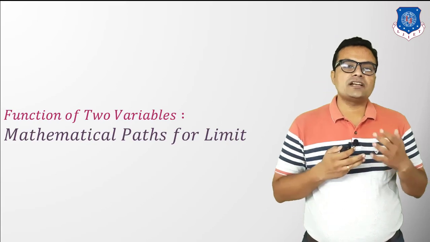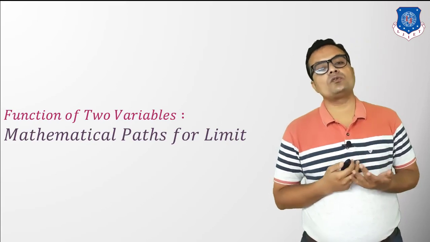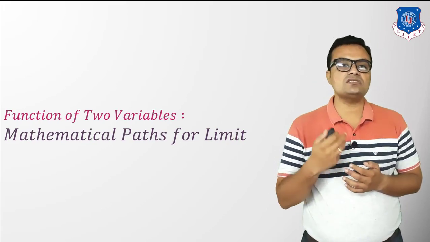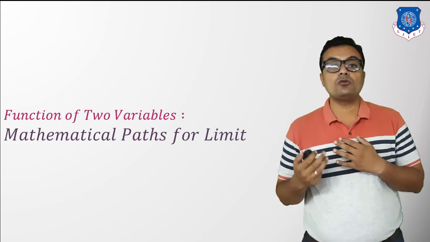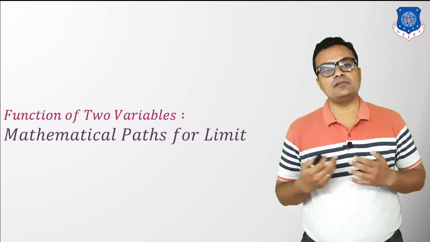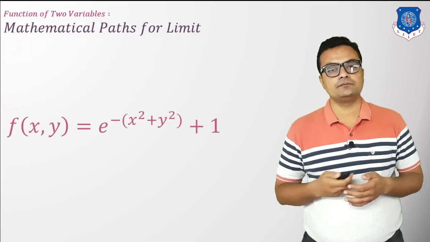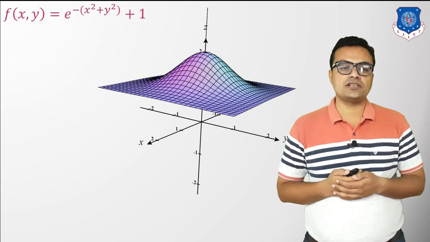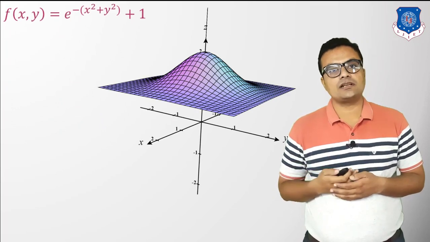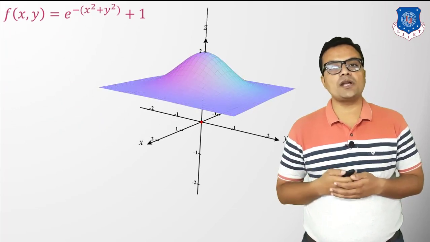Now from this we can define limit for function of two variables. The first part for the definition of limit for function of two variables is how to define mathematically various paths for the limit. For that I am considering the function e raised to minus (x square plus y square) plus 1. So this is my input.